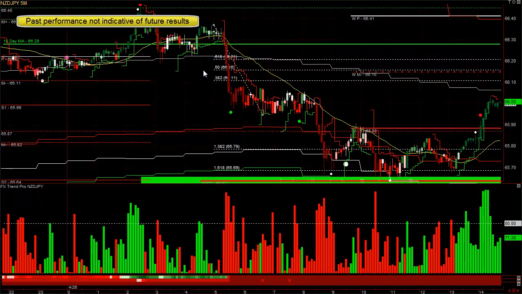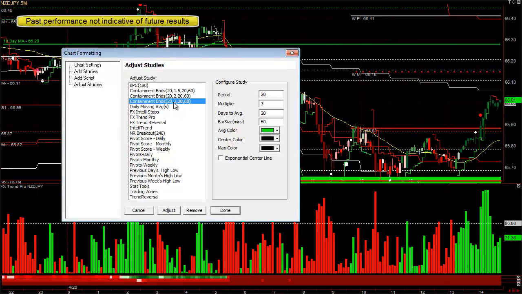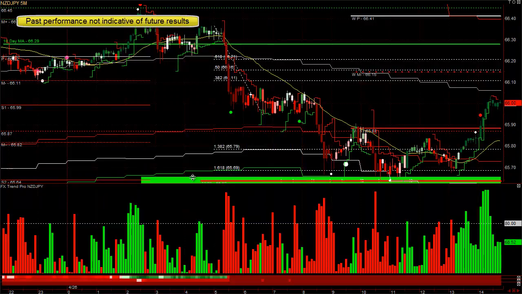Our 3.0 green containment bands, which I'll show you what they look like, in my opinion, over 90% of the time contain price. And if it does go 5 to 15 pips outside it, it usually reverses within an hour, with very rare exceptions. So this is the 3.0 containment bands. And these are areas where the market typically hits and reverses.